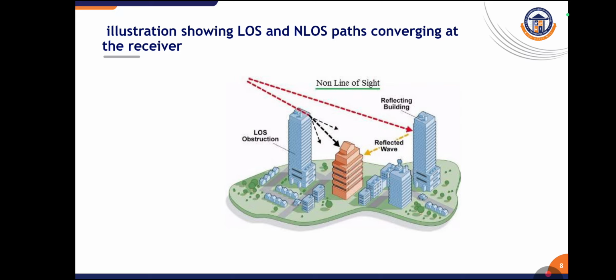This illustration shows LOS and NLOS, that is line of sight and non-line of sight paths converging at the receiver. So in the red line, there is a signal from the transmitter reaching the receiver without any reflection or obstruction, that is known as line of sight. With obstruction, it is known as non-line of sight. That can be caused by reflected waves, reflected from the buildings, etc.